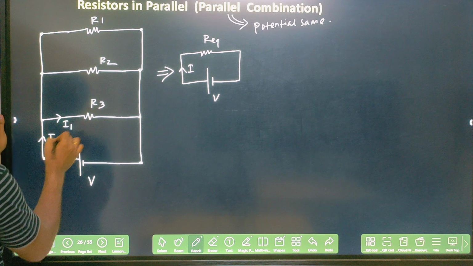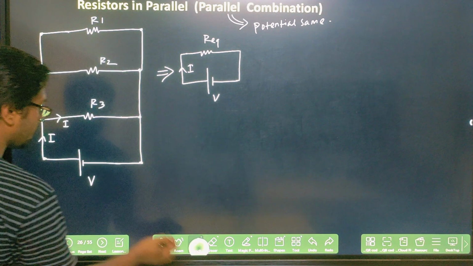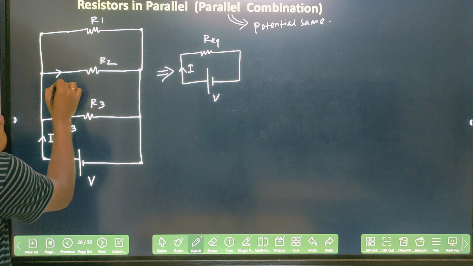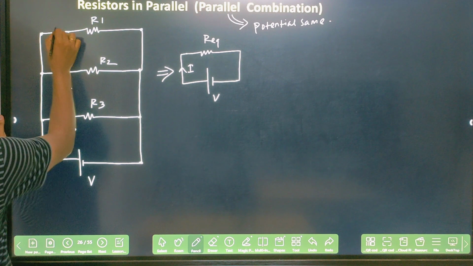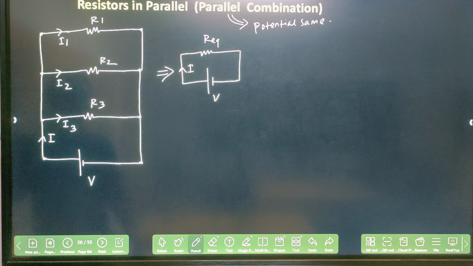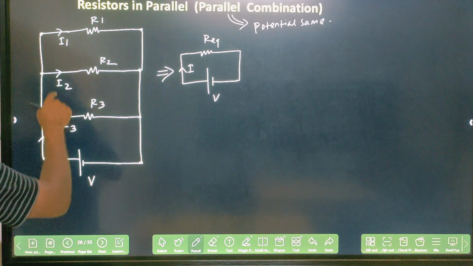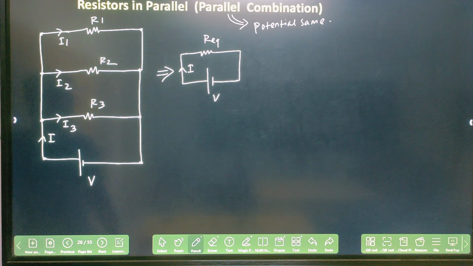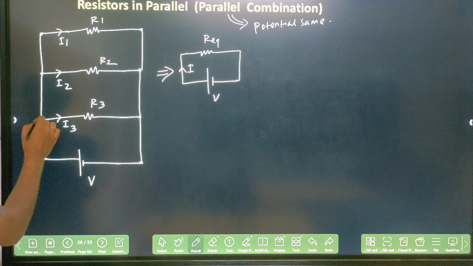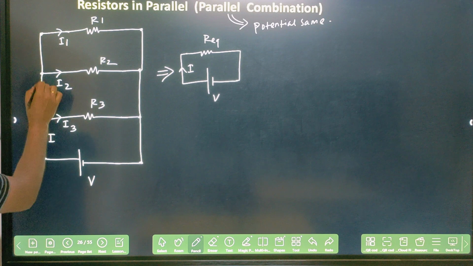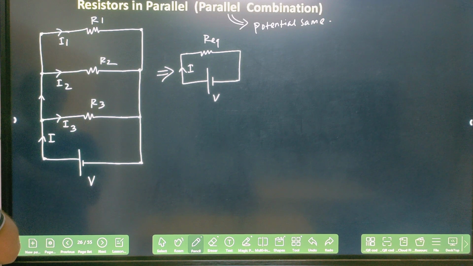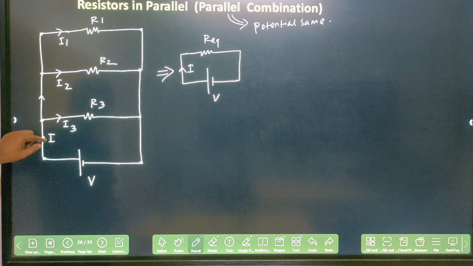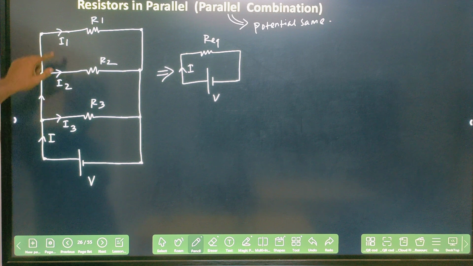Let's say here, this is R3, right? I can say that I3 current is going here, I2 current is going here, and I1 current is going here. Clear? And I3 plus I2 plus I1 is equal to I. You remember, that is your KCL, right? If you take this as a junction, here I3 current is flowing, here I2 plus I1 current is flowing along this direction. So here it will be I2 and here it will be I1, right? So I equal to I3 plus I2 plus I1.